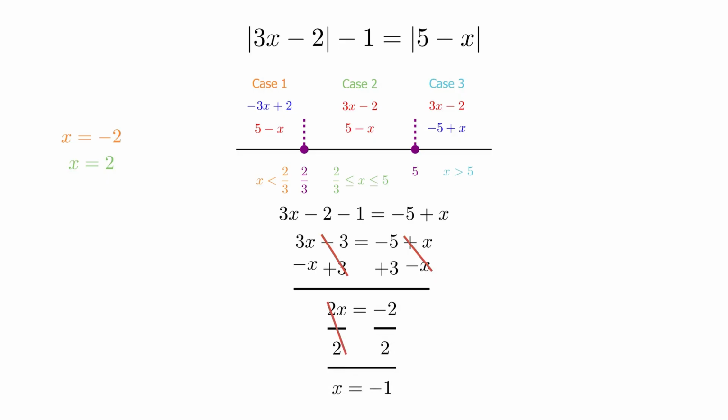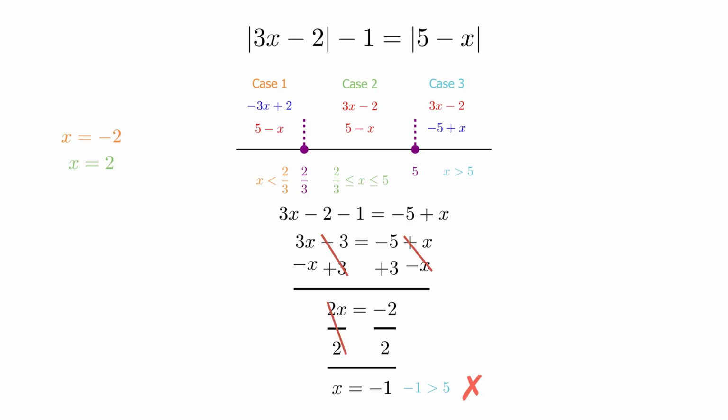That will leave us with x equal to negative 1. Now for this case, we need to make sure that x is greater than 5. But negative 1 is not greater than 5, so that actually will not work as a solution. So for our final solutions, we will see that we get negative 2 and 2 for our answers.